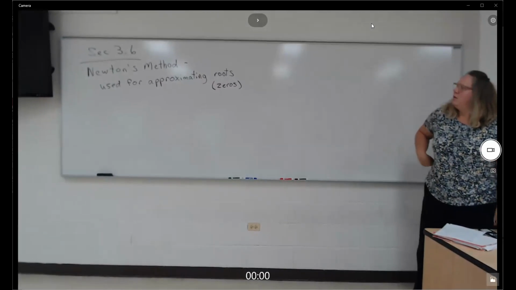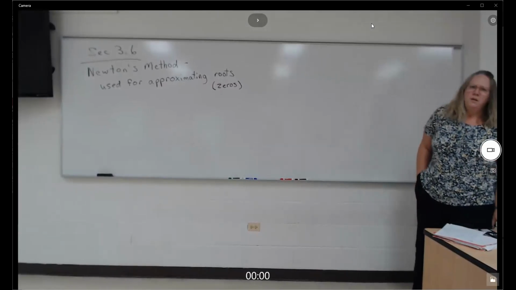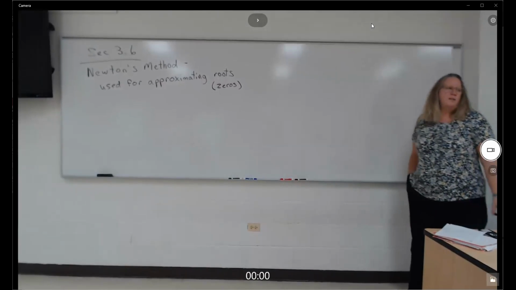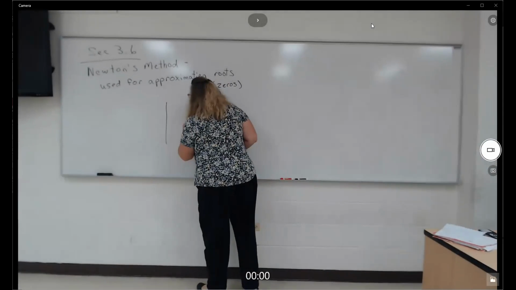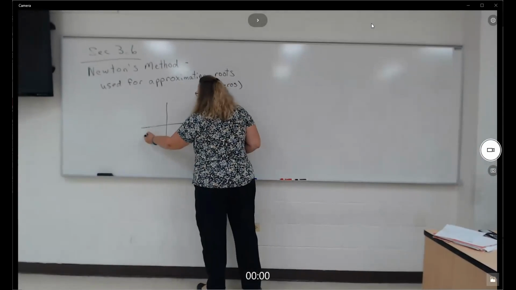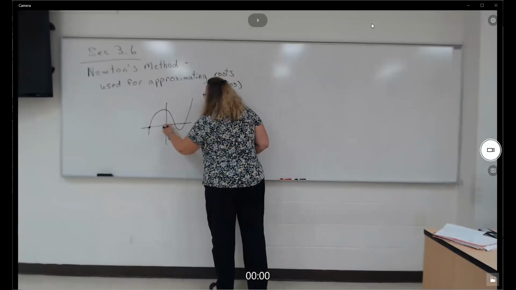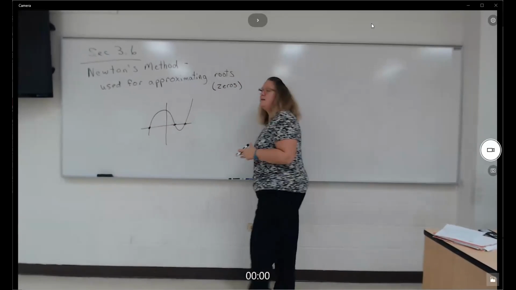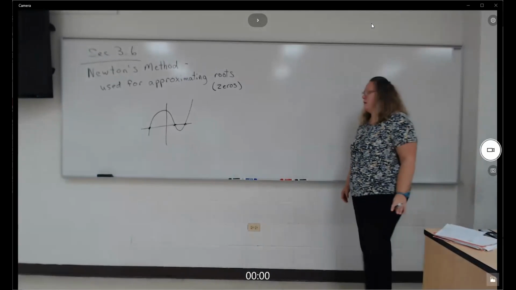And why do we call them zeros? They're where the graph crosses the x-axis. Wherever the graph crosses the x-axis, you could do something like this. So this graph would have 3 zeros, or roots.